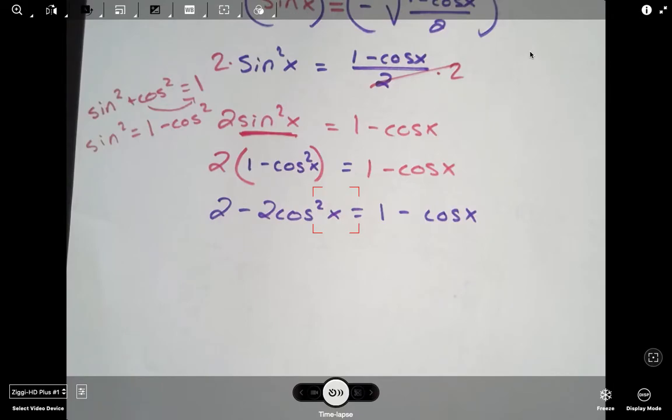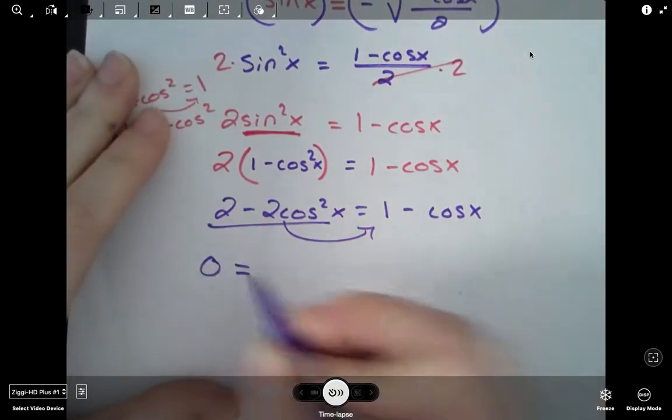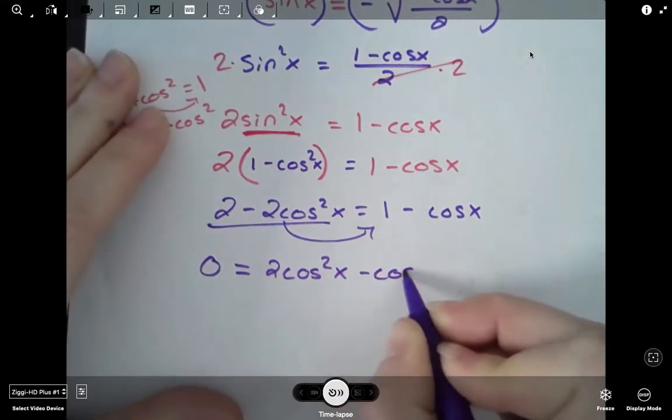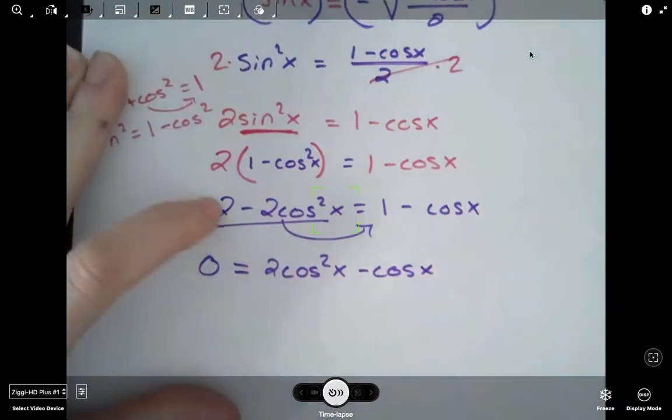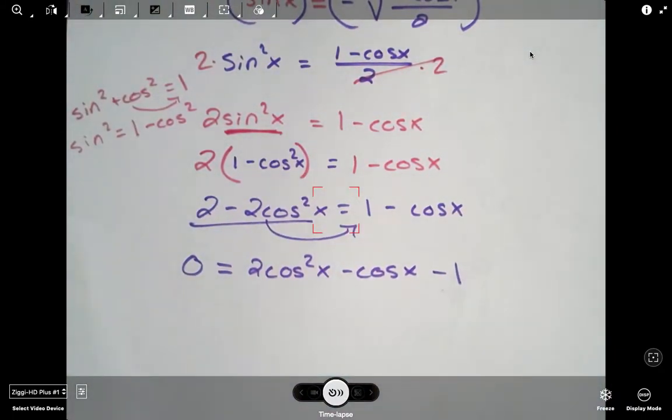Well, what's my leading term going to be? It's going to be a negative term, cosine squared. I always like this first one to be positive, because it makes it easier. So I would like to move everything to the right, so it's not so complicated. Let's move all of this to the left side. So we've got 0 over here, 2 cosine squared x minus cosine x, and then if we subtract the 2 over, it would be minus 1. Does that make sense?